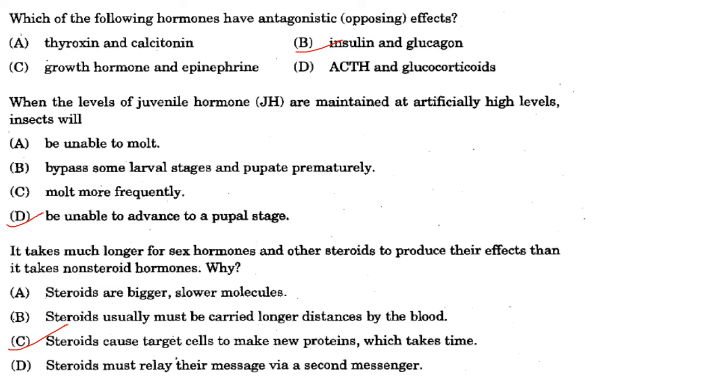Then next one. When the level of juvenile hormone is maintained at an artificially high level, insects will be unable to advance to the pupal stage. Answer is option D. So increased level of juvenile hormone prevents larval insect stages from undergoing metamorphosis to viable adults and thus acts as a larvicide. So with increased levels of juvenile hormone, the insect will be unable to advance to a pupal stage.